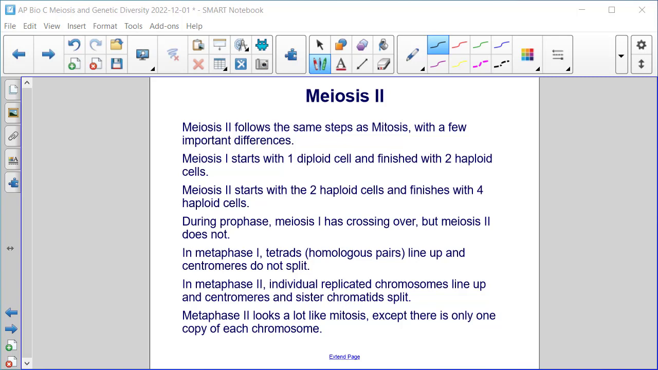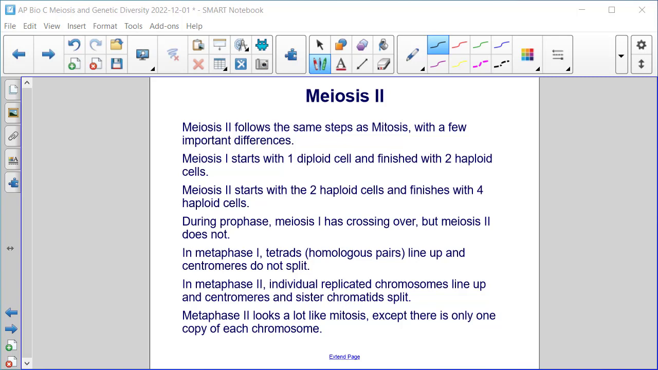Meiosis 2 follows the same steps as mitosis, with a few important differences. Meiosis 1 starts with 1 diploid cell and finishes with 2 haploid cells. Meiosis 2 starts with the 2 haploid cells and finishes with 4 haploid cells. During prophase, meiosis 1 had crossing over, but meiosis 2 does not.